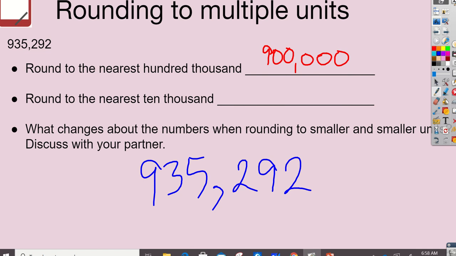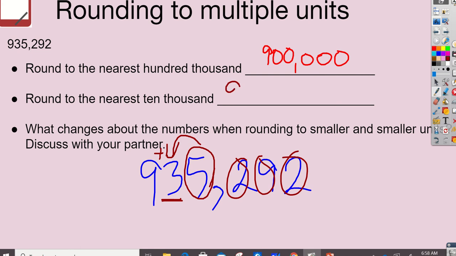Next, we're going to round that same number, 935,292. And this time we're going to round it to the nearest 10,000 spot. So the last time we did this, the number was 900,000. This time, the number we're going to round is the 3, which is in the 10,000 spot. That means the number 5 is what we're going to circle. Well, 5 is going up on a roller coaster. So we're going to add one more to 3 only, and the other digits now become 0, making our number 940,000.